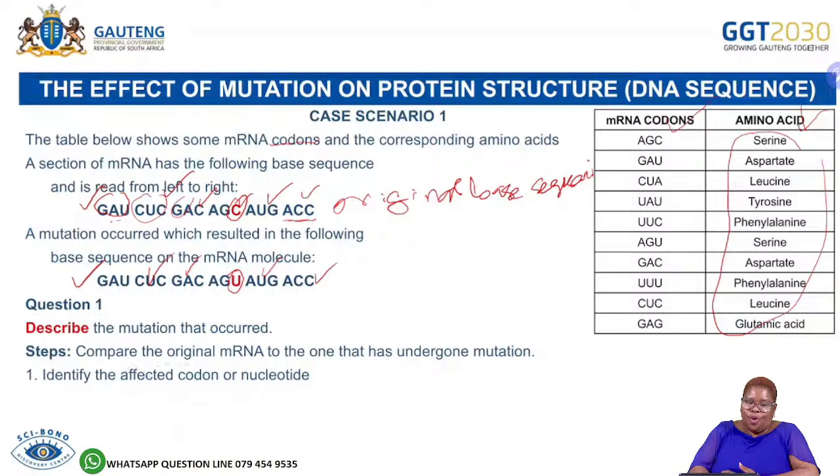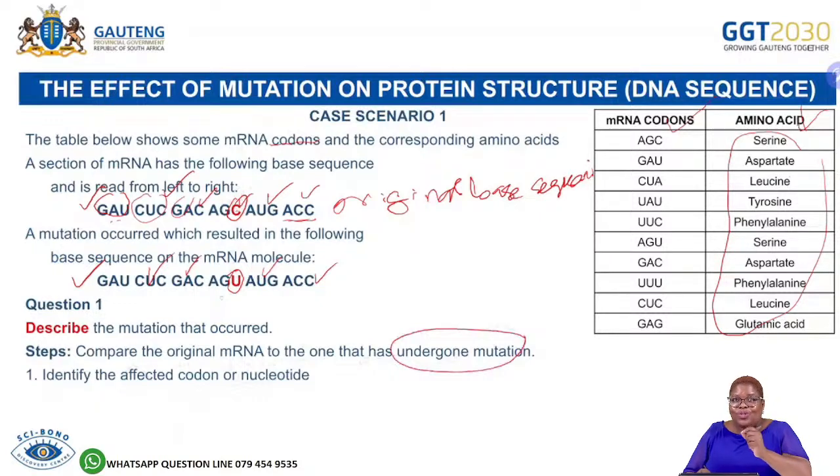Firstly, you compare the original mRNA to the one that has undergone mutation. We spoke about that one. And then identify the affected codon or nucleotide. We have said the nucleotide that was affected, C was replaced by U. You identify the affected codon. So it means if codons are not affected, there's no change, there's something else.